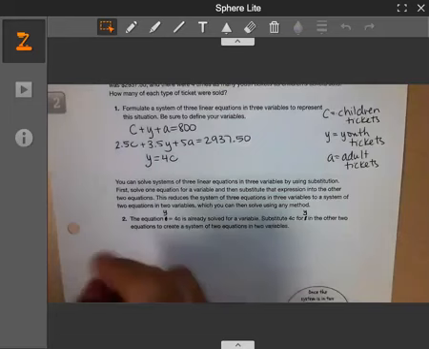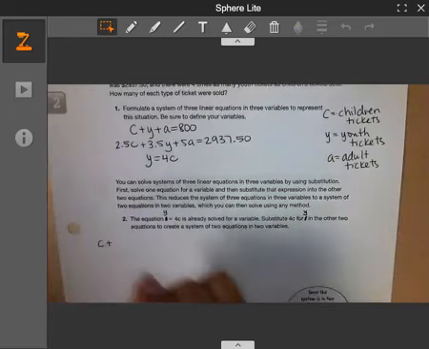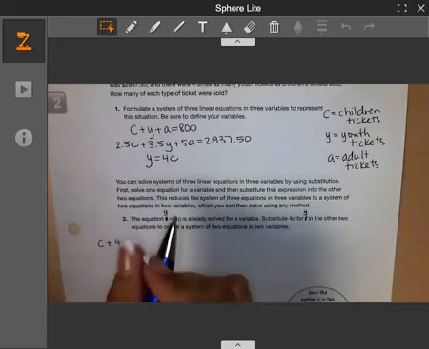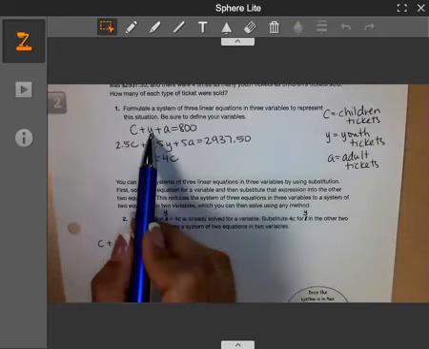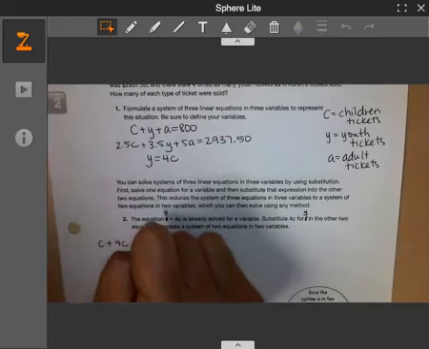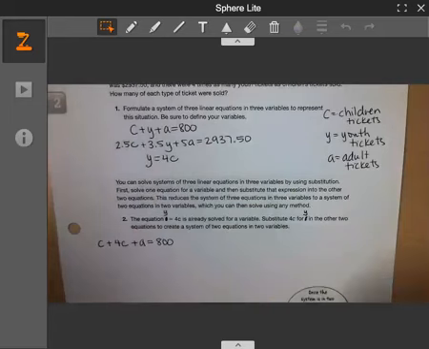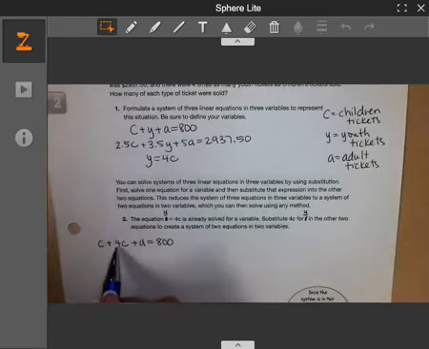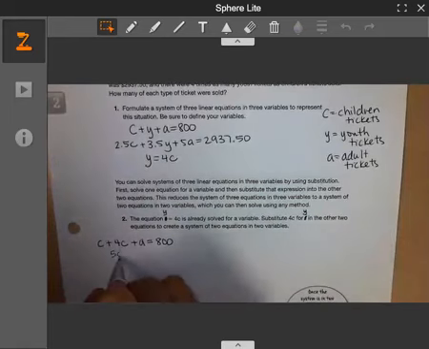I get C plus 4C, so I've replaced that Y with 4C. A lot of students, when they're doing that, they put the 4C and then they also put the Y, but then you haven't replaced it. So that messes things up. You want to replace the Y with 4C and only the Y. We can combine our like terms now when we get 5C plus A is equal to 800.